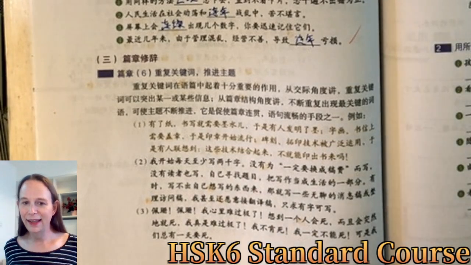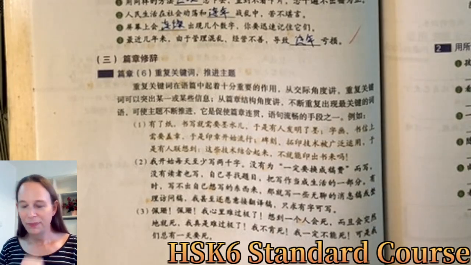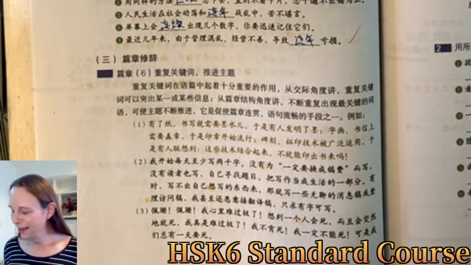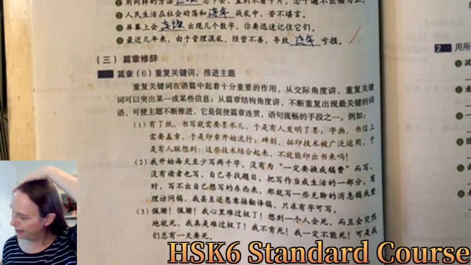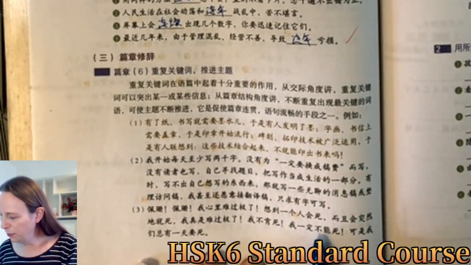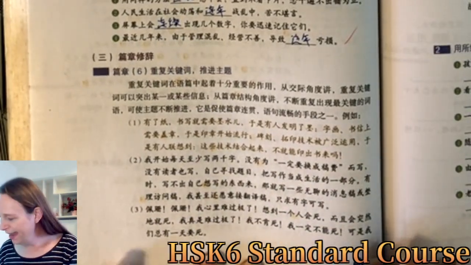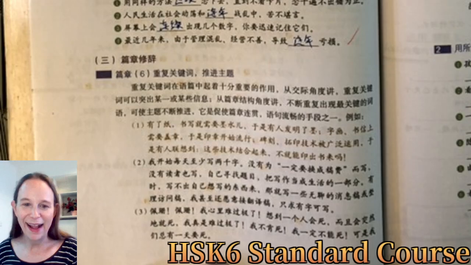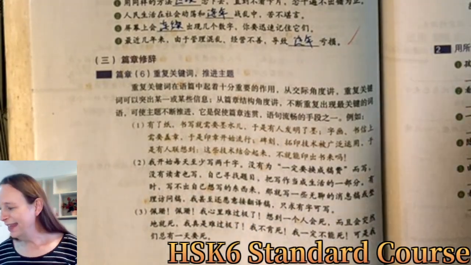我不肯死. 肯 can mean willing, the same as 愿意. So this is the same as 我不愿意死，我不要死, I don't want to die, 我不肯死，我一定不能死, I cannot die, 可是我们总有一天要死。Yeah, all right. So this was all about death. But yeah, you get the idea, right?